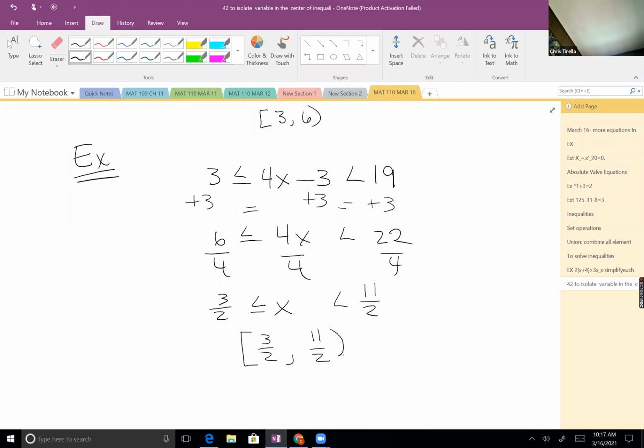Did everybody get the interval from 3/2 to 11/2, closed at 3/2, open at 11/2? I did. Great. Any questions?